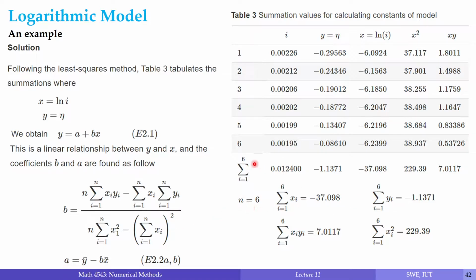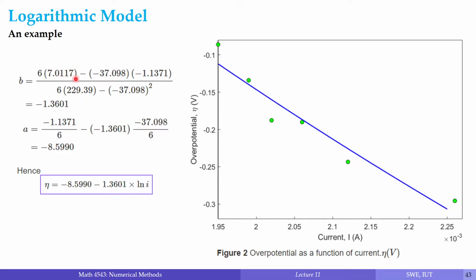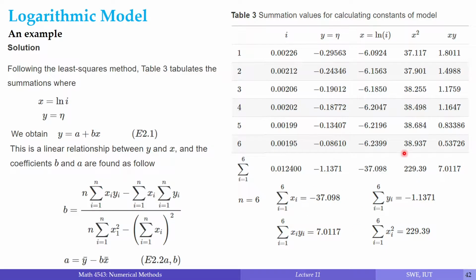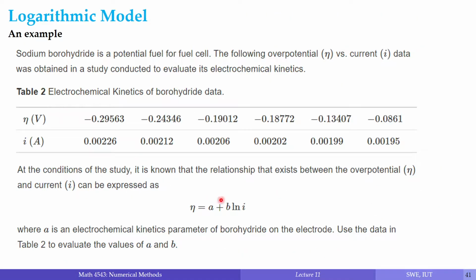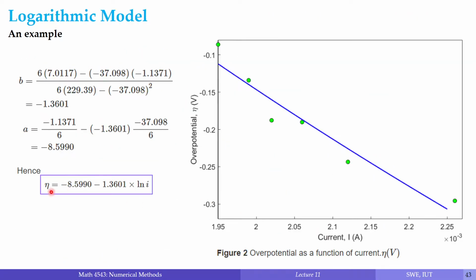So from the last row, we'll just record these summations over here because we'll need them in this formula over here. After we plug the values of the summations that we have obtained in the last row of the table into this formula, we get something like B equals minus 1.36 something, right? And A equals minus 8.599 something, right? After we find the values of A and B, we can simply plug them into our original equation, which is eta equals A plus B ln I. So we get eta equals minus 8.599 minus 1.36 something times ln I, right?